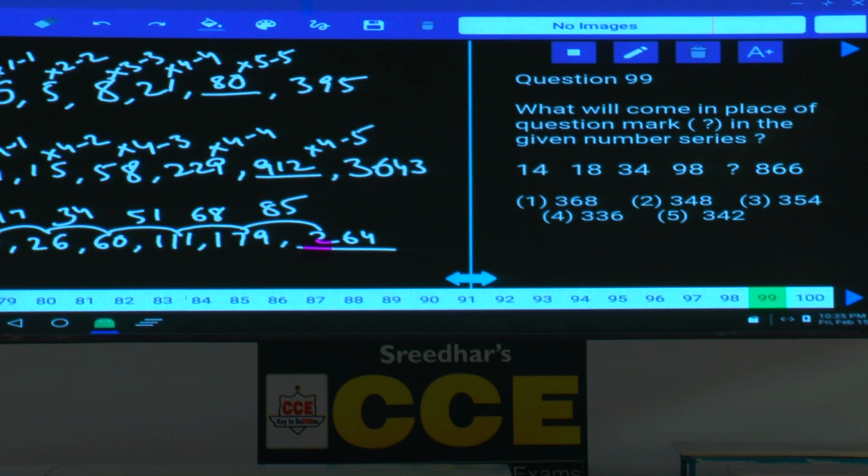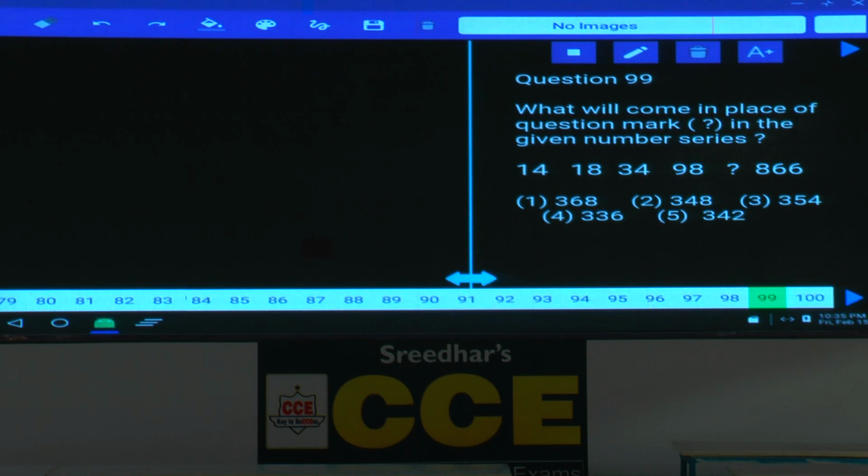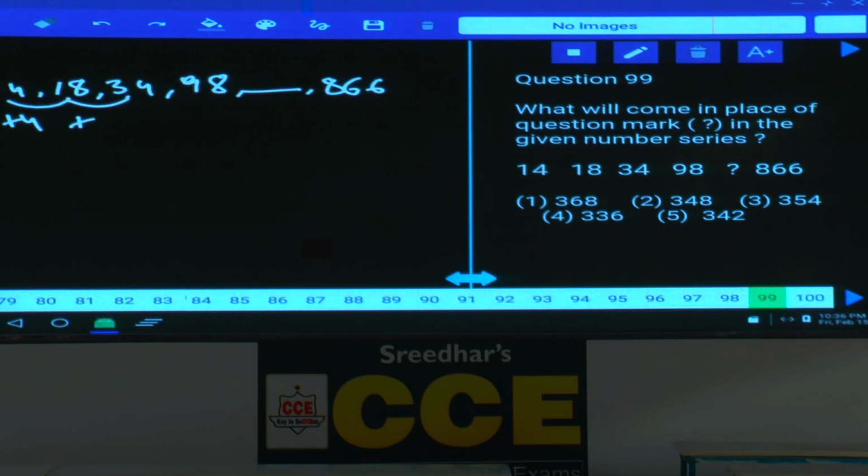98. Then coming to question number 99: 14, 18, 34, 98, blank, and 866. Now 14 and 18, the difference between these two is so much? 4. 18 and 34, 16. Next one, 4, 16. Here the difference between these two is so much? 34 and 98, it is 64.